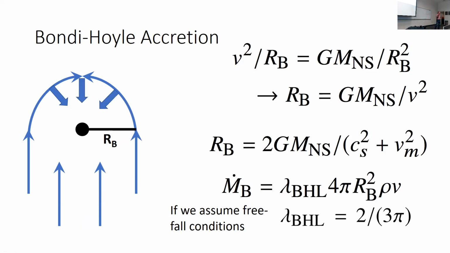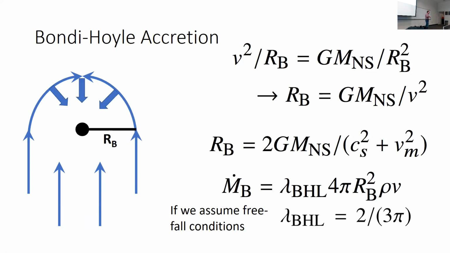If I have a neutron star in the center of a dense medium, material is just going to flow onto it if there's no velocity. If I put in the velocity of that motion through it, I can derive that radius. That's called the Bondi-Hoyle radius, and it's G, the gravitational constant, times the mass of the neutron star divided by that velocity squared. So I can derive what that Bondi radius is.